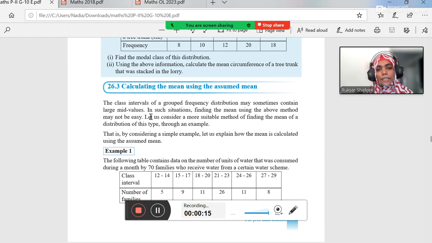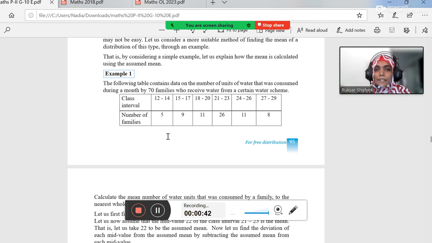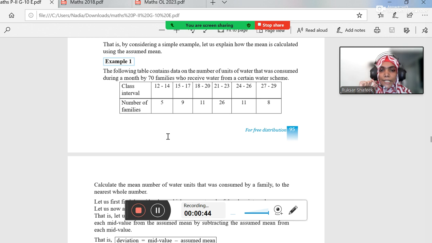When we look at that assumed mean, what does assume mean? Assume is an assumption. You're guessing something. So what you're going to do here is assume a mean. You're going to say, okay, maybe this is the mean, and then find out how the actual mean has deviated from your guess. That's exactly what you're doing here. Let us look at an example.